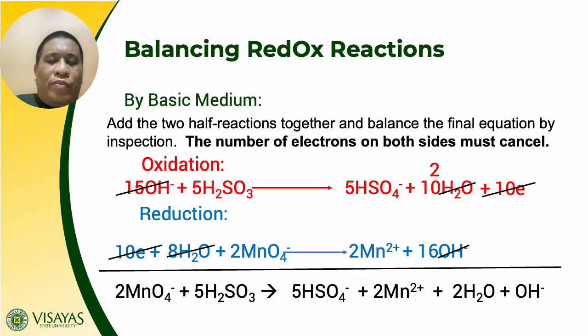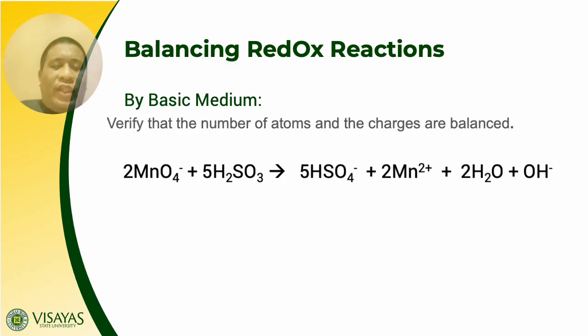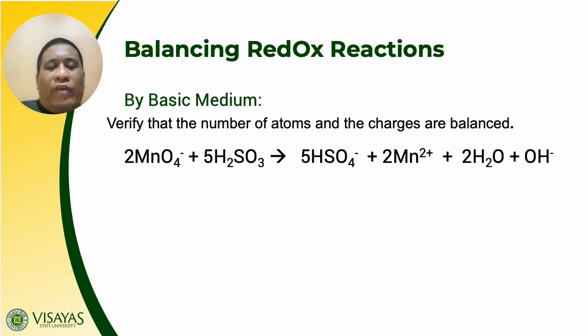Okay, so again, for checking, we have two manganese atoms, each on the reactant and the product side. We have also 5 sulfur atoms for both reactants and products. Then we have 23 oxygens on the reactant side. That's 5 times 3 and 2 times 4. So that's 15 and 8, so 23. For the product side, we have 5 times 4, and then 2 times 1, and of course 1 oxygen from the hydroxide ion. So we have 23.